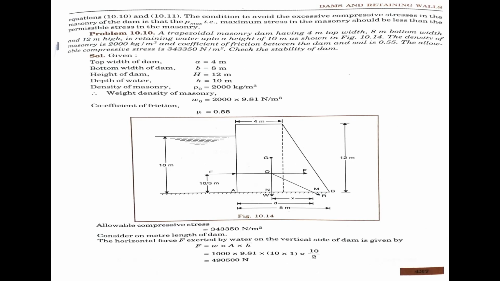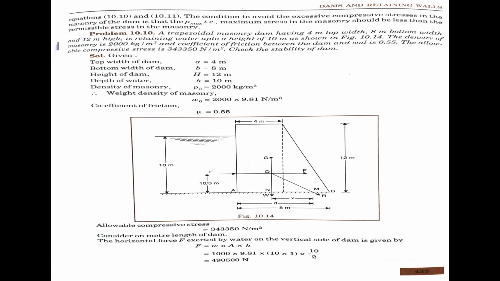Next class I will explain example problems on these four conditions. Then we go to retaining walls and chimneys, and the unit will be completed. Only two topics remain, retaining walls and chimneys. This unit requires five or six classes, and I will complete it.